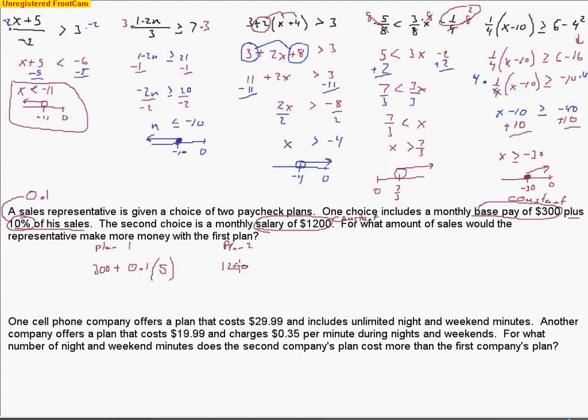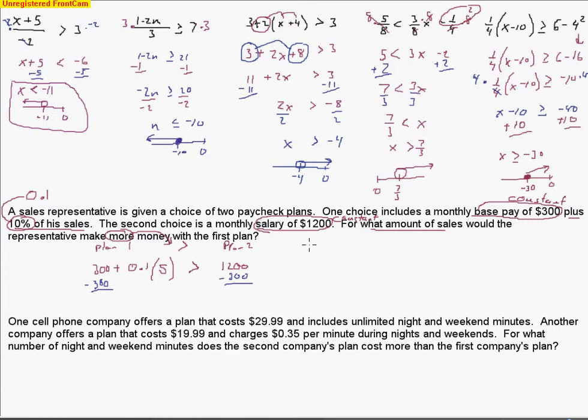And so what they're saying is, for what amount of sales, so there's our unknown, the amount of sales, would the representative make more money with the first plan? More money means that we want to use an inequality sign. So notice that we want plan number 1, the first plan, to be greater than, more than. So now we're ready to solve. So what we'll do is we'll subtract that 300 from both sides. So I'm going to subtract the 300 from the left, subtract it from the right, and now I've got this.